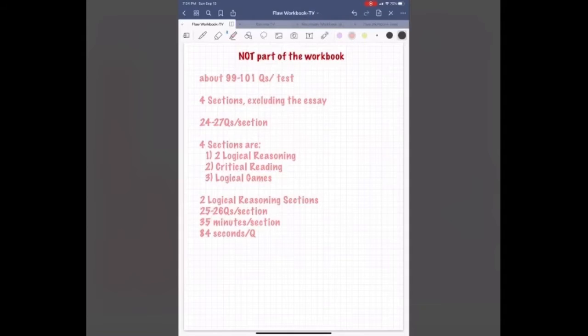So there are about 99 to 101 questions in total on the test. And the test is segmented in 4 sections, excluding the essay section. And each section is about 24 to 27 questions long. As mentioned previously, we have 4 sections, and they are our multiple choice sections, of which 2 are logical reasoning sections, 1 critical reading section, and 1 logical games section.